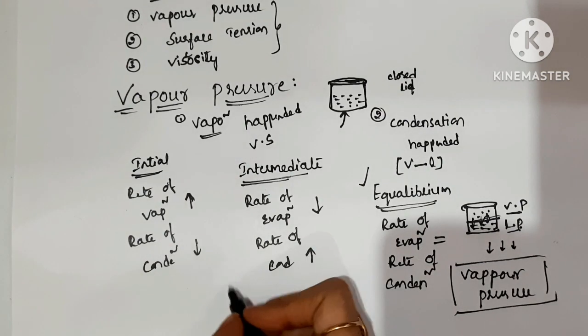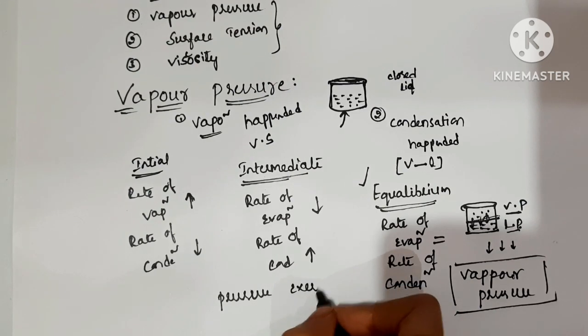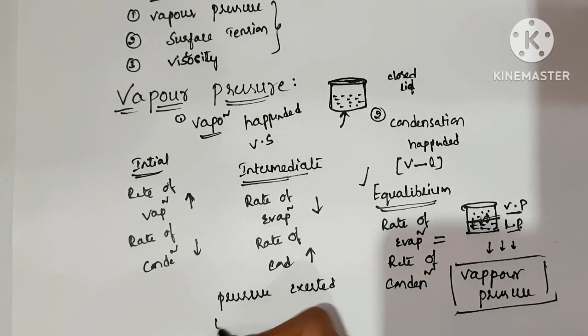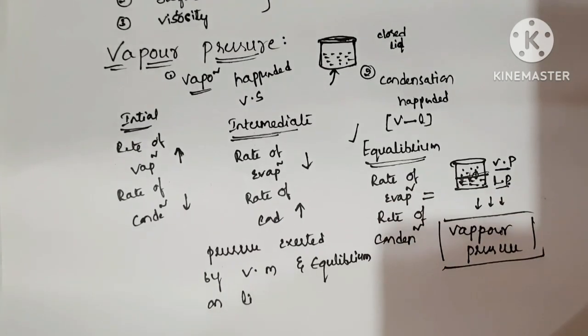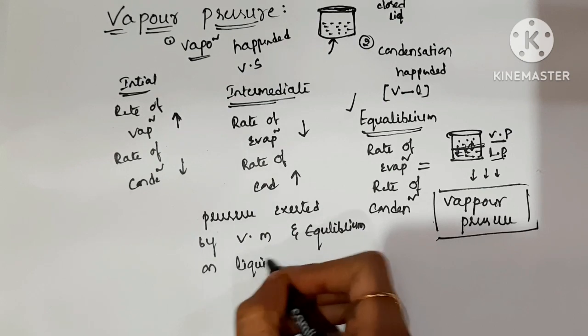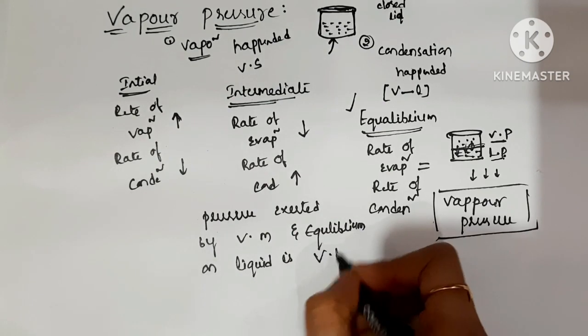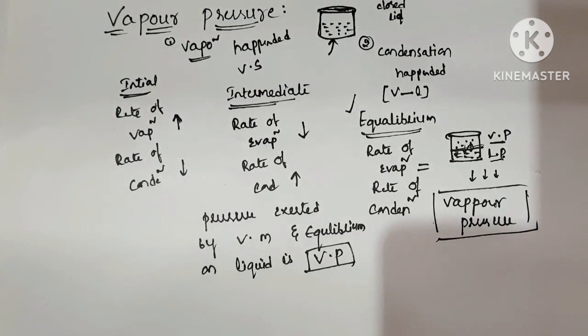So the pressure exerted by vapor molecules at equilibrium on liquid is vapor pressure, right? This is vapor pressure.